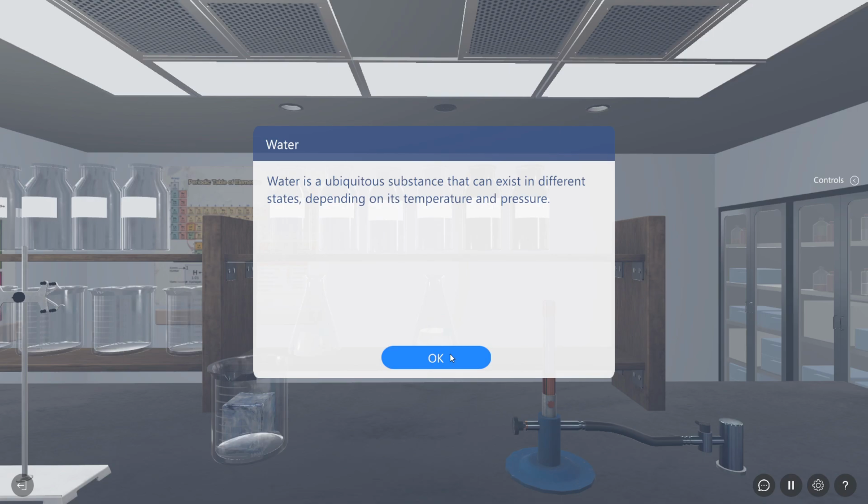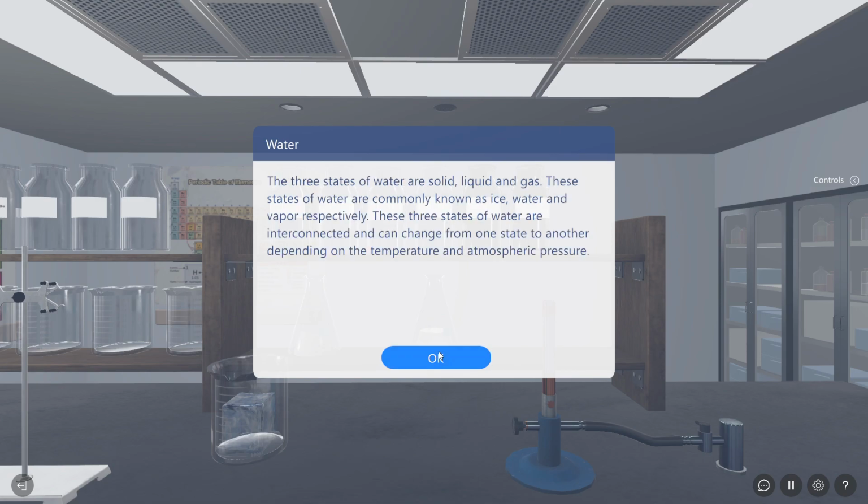Water is a ubiquitous substance that can exist in different states, depending on its temperature and pressure. The three states of water are solid, liquid and gas. These states of water are commonly known as ice, water and vapor respectively. These three states of water are interconnected and can change from one state to another depending on the temperature and atmospheric pressure.